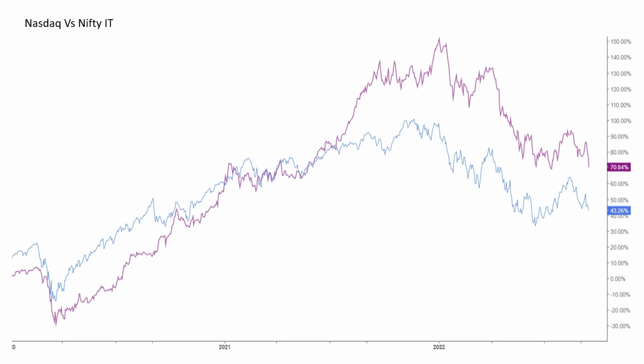अब Nifty IT, NASDAQ versus Nifty IT. Again, this is a relative chart. NASDAQ, you see almost identical. तो अगर NASDAQ में fall आएगी तो Nifty में भी आएगी. Percentage wise का difference है, but trend का difference नहीं है.